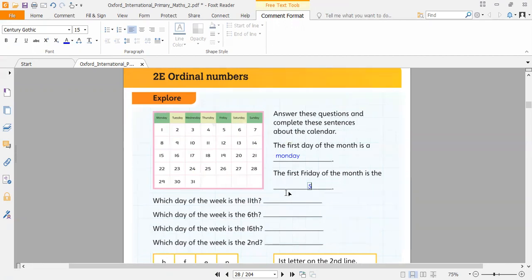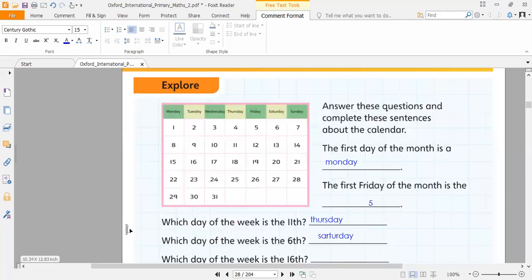Which day of the week is the 11th? This is Thursday, as you can see in the calendar. Which day of the week is the 6th? The 6th is Saturday. And which day of the week is the 16th? The 16th is Tuesday. And which day of the week is the 2nd?